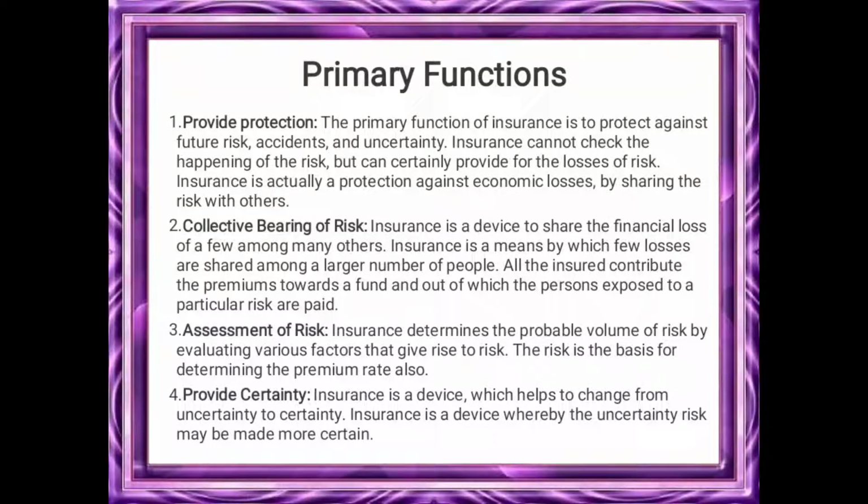Third one is assessment of risk. This is another primary function. Insurance determines the probable volume of risk by evaluating various factors that give rise to risk. The risk is the basis for determining the premium rate also. So another function of insurance is to determine the premium rate. To determine the premium rate, what does the insurer have to do? Evaluate the probable volume of risk by evaluating various factors: how many times a particular risk occurs, or how much loss may take place.